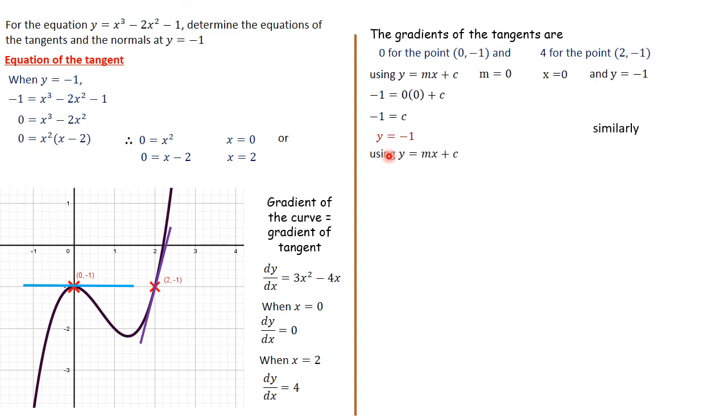Similarly, for y equals mx plus c, for the second case, m is 4, x is 2, and y is -1. Therefore, putting the values in the formula, you get c is equal to -9. Is that right? You have 8, take it to the other side, you get -1 minus 8, c is equal to -9, so the answer actually becomes this particular one. I hope that's clear. We go into the second half of the question, which is the equations of the normals.